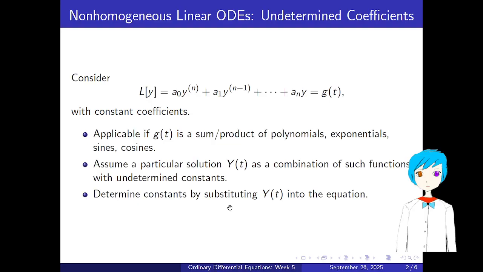Undetermined coefficients basically asks us to assume a particular solution as a combination of functions, a summation of polynomials, exponentials, sines, cosines with undetermined coefficients, and then we try to determine the coefficients or constants by substituting this y into the equation. Of course, sometimes our assumptions might fail. In that case, we need to make additional assumptions.